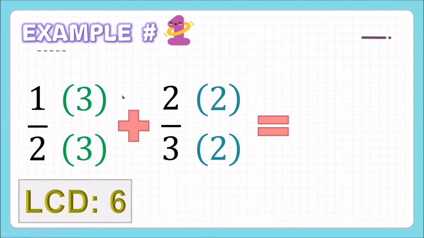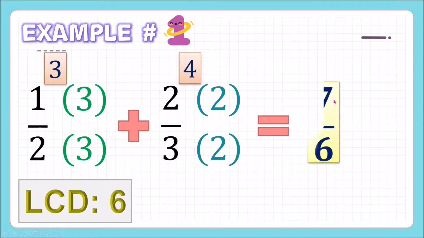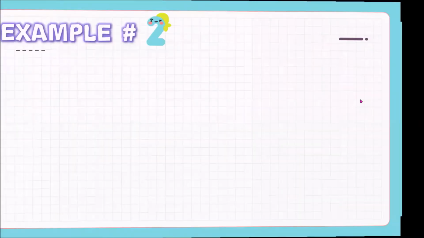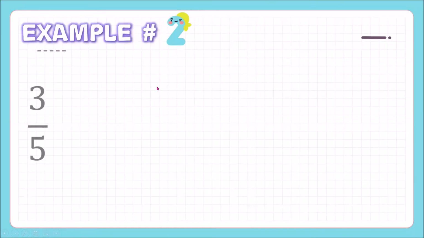So now let's simplify the numerator. 1 times 3 is 3, and then 1 times 2 is 2, so 2 times 2 is 4. So now let's add. What is 3 plus 4? So 3 plus 4 is 7. So our answer is 7 over 6. No lowest term, class.